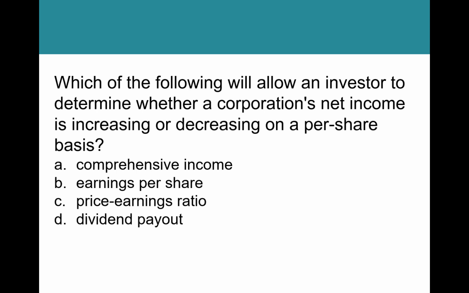Which of the following will allow an investor to determine whether a corporation's net income is increasing or decreasing on a per share basis? And if you said earnings per share, you'd be correct.